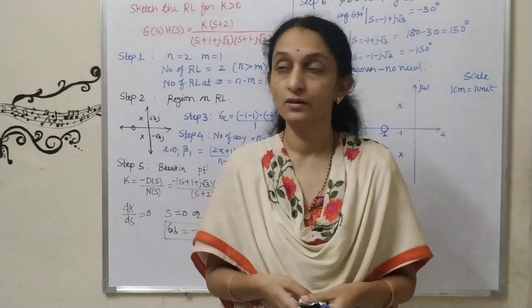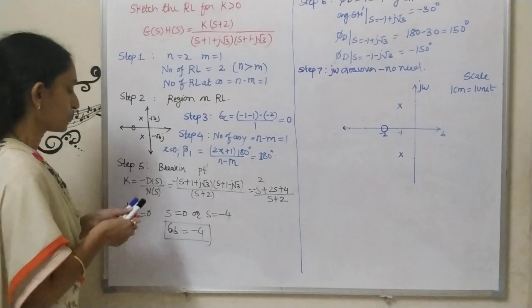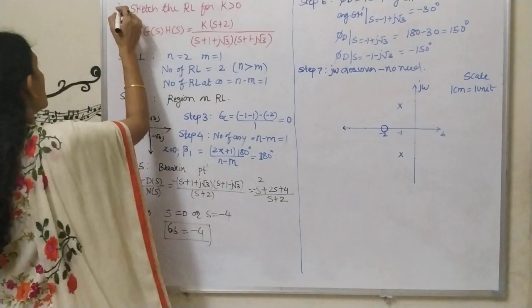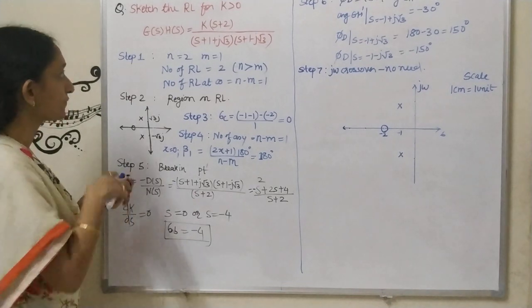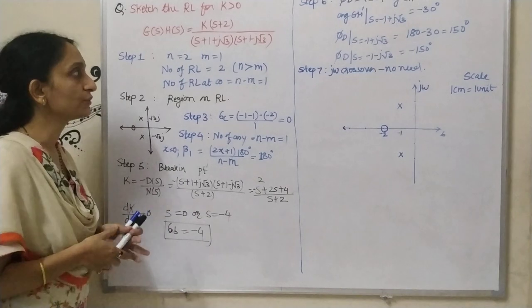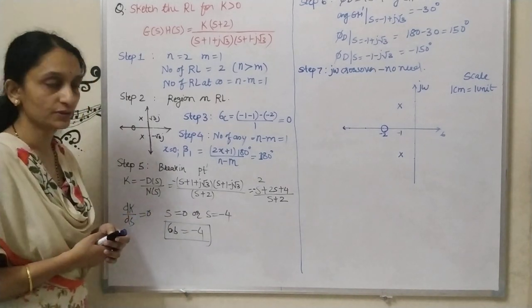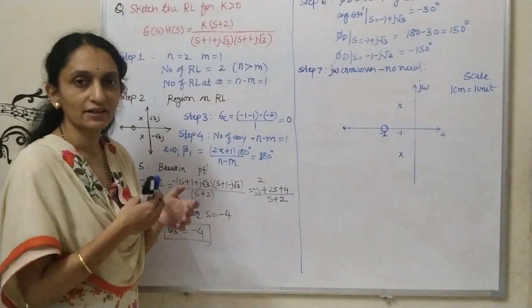Hello students, let's see the next numerical based on root locus. The question is, sketch the root locus for k greater than 0. G of s, H of s is given as K times (s plus 2) over (s plus 1 plus j root 3)(s plus 1 minus j root 3). I think we have solved two numericals, so your ideas are getting clear.